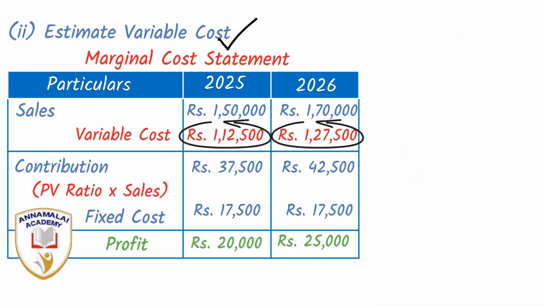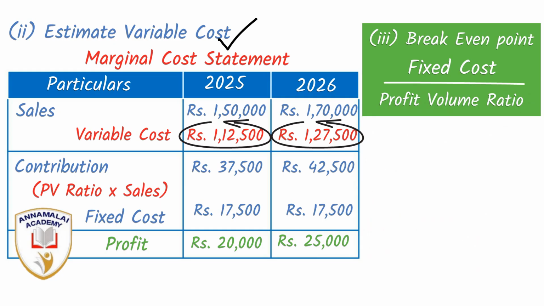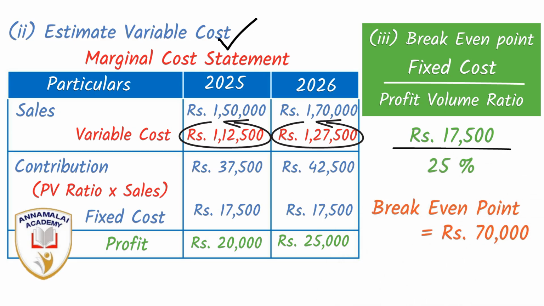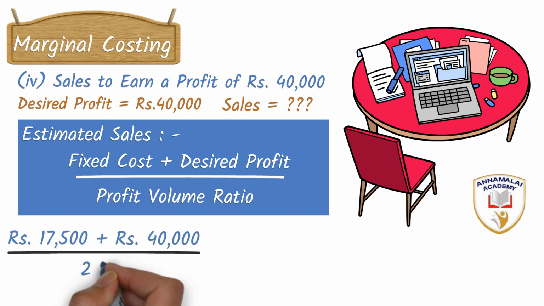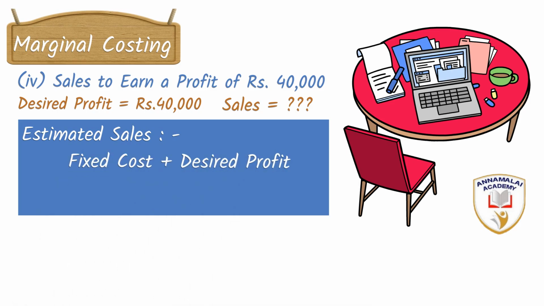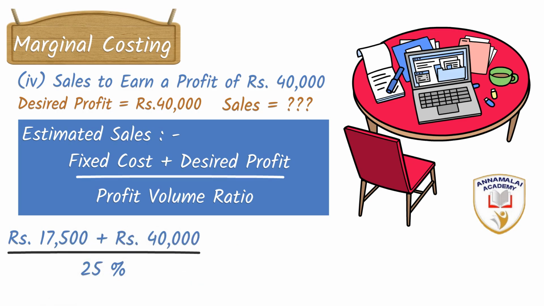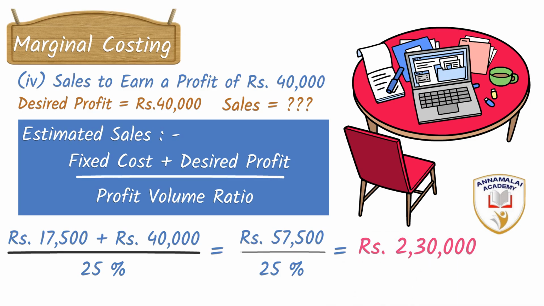Now break even point is fixed cost divided by PV ratio, that is fixed cost of 17,500 divided by the PV ratio 25%. The break even point is rupees 70,000. Now we fix the desired profit of 40,000 and the sales is to be estimated. So applying the estimated sales formula, fixed cost plus desired profit divided by PV ratio, that is 17,500 plus 40,000 divided by 25%. We end up with a sales target of 2,30,000.